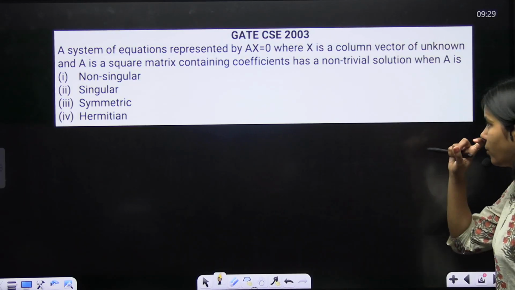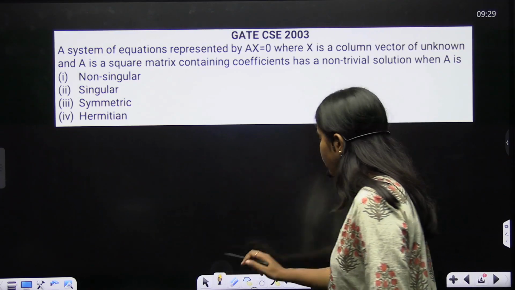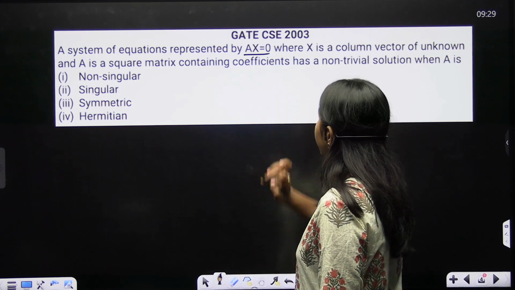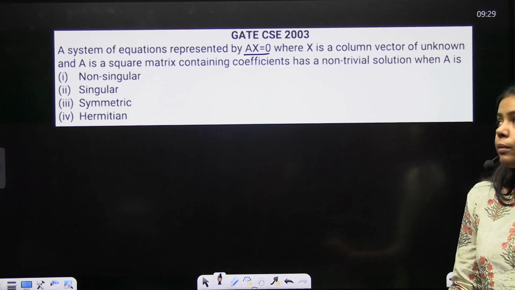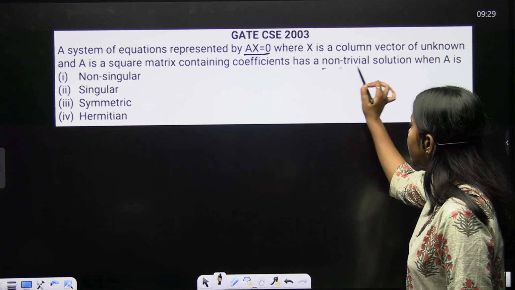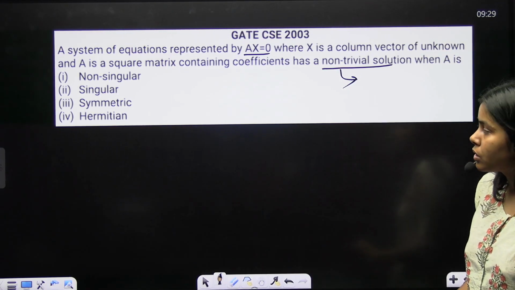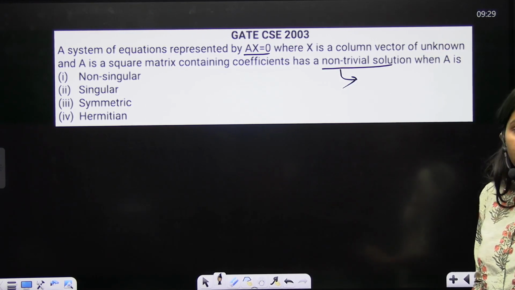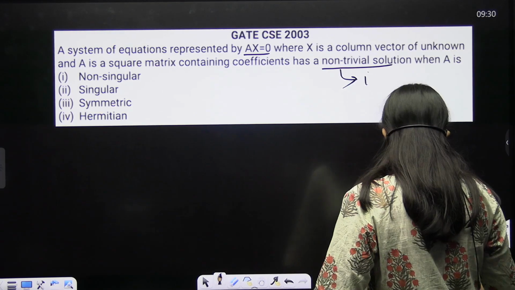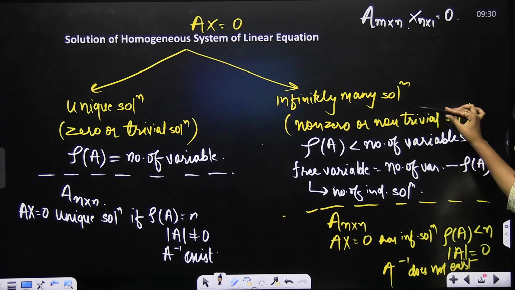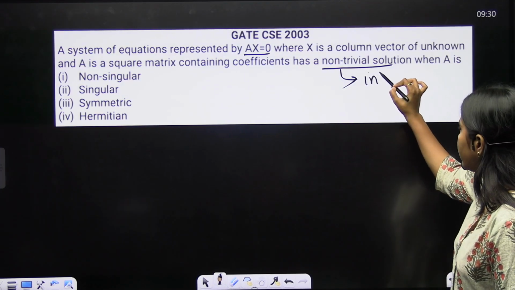So this is a question here. A system of equations represented by Ax equals 0, so it is a homogeneous system where x is a column vector of unknowns and A is a square matrix containing coefficients, has a non-trivial solution when A is non-singular, singular, symmetric, or Hermitian. Non-trivial solution means a non-zero solution. That is the case of infinitely many solutions, so we'll have infinitely many solutions.